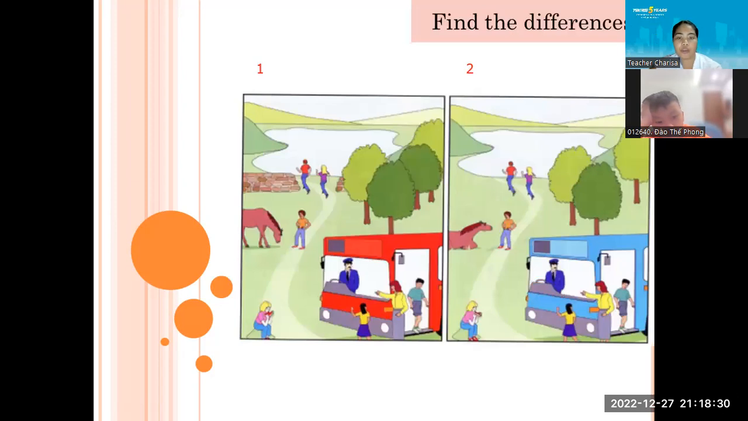Just look at the picture, okay? First, you can see that, right? The horse is standing, right? And the second horse is, what? Sitting. Sitting, right? As you can see, the bus is color red and the second is color blue. Okay, then we have four trees and then only three trees, okay?